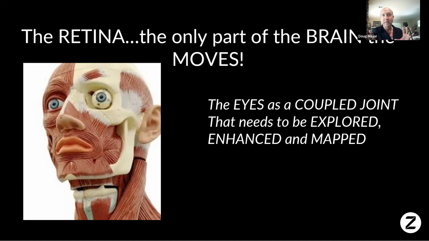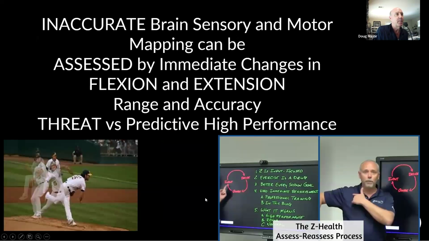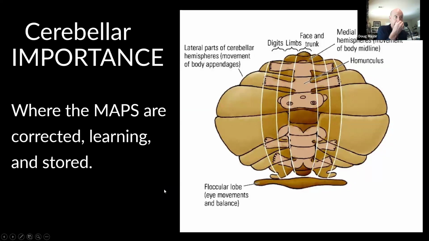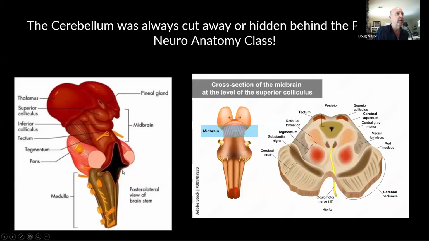And we should look at the eyes as this coupled joint, particularly as we look at eye movement. It needs to be explored, enhanced, and mapped into the system. And when you have inaccurate brain sensory and motor maps, that can be assessed by immediate reflection of flexion or extension and the range of accuracy. So we can actually use the body to direct when there's inaccurate brain sensory experience. And of course, the importance of the cerebellum is that's where many of these maps, we have our own little homunculi there, are learned and corrected and stored. I hope I've conveyed that.